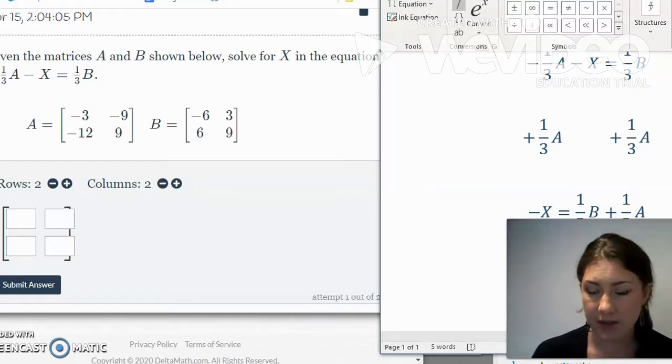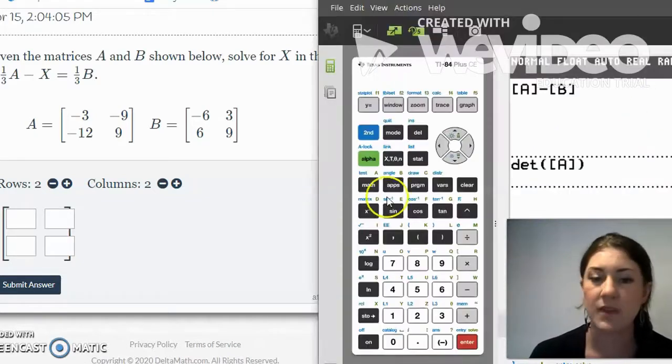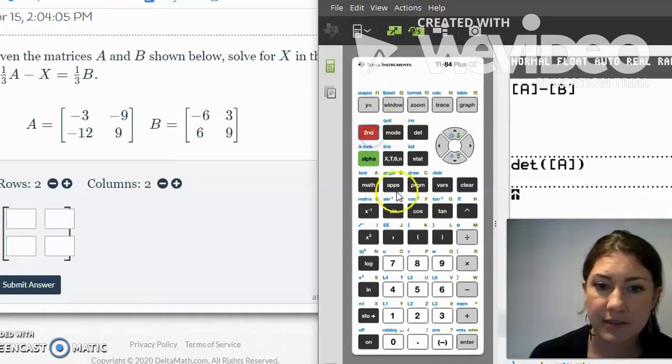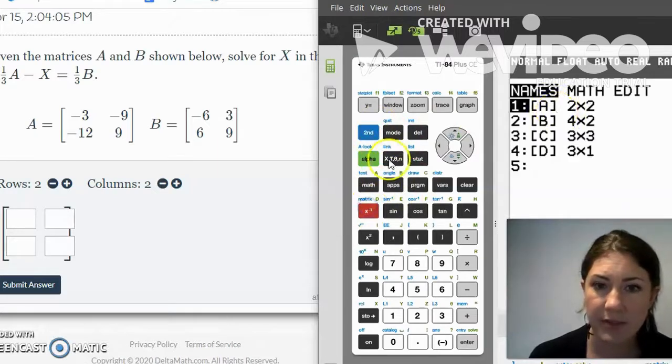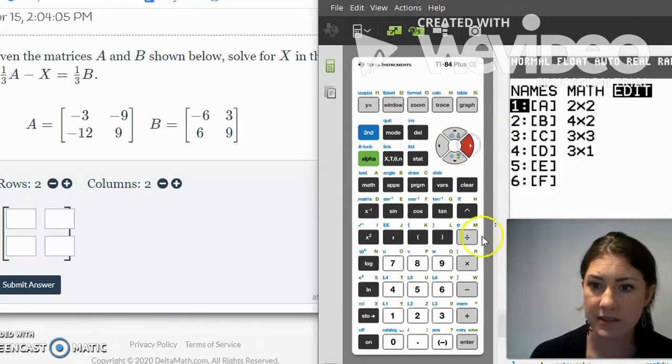Okay, so if I was going to do this on the calculator, first thing, of course, is I need to edit my matrices.